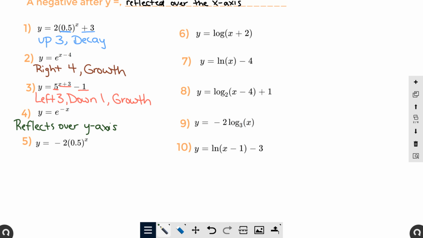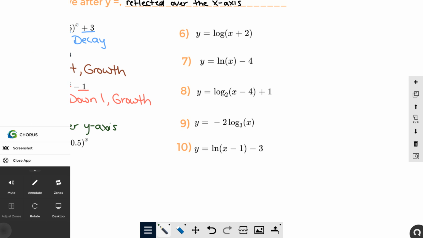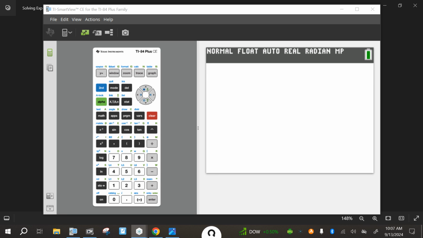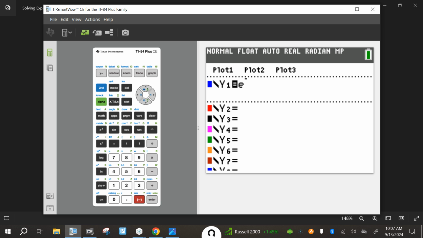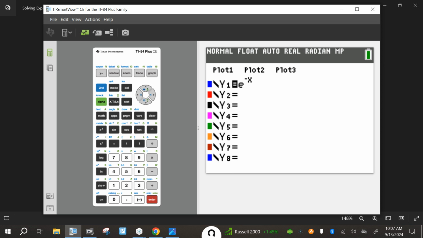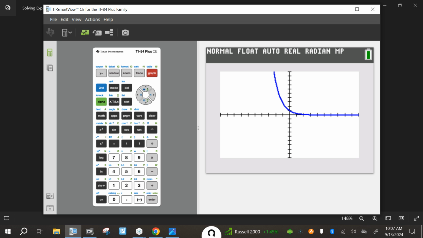Now think about what's going to happen if we reflect that graph. If you reflect it, it's going to change some things. What is it going to change? Well, let's actually graph it and look at it. So go to y equals. Y'all grab out your calculators. And it's e to the negative x. Now, go ahead and hit graph, or you might have to hit zoom 6 and look at that graph.